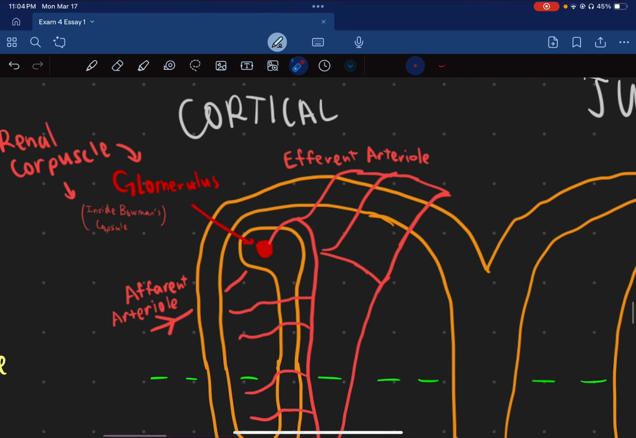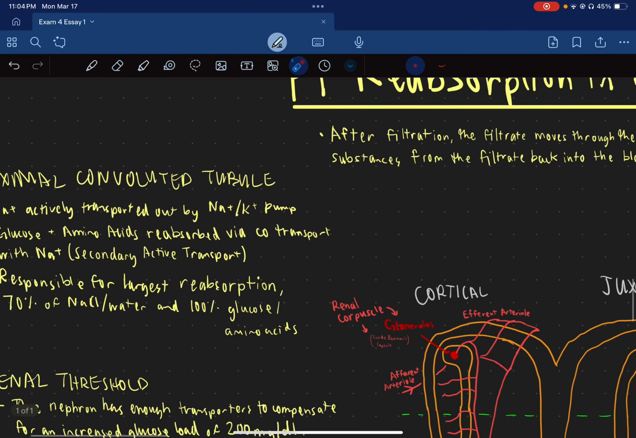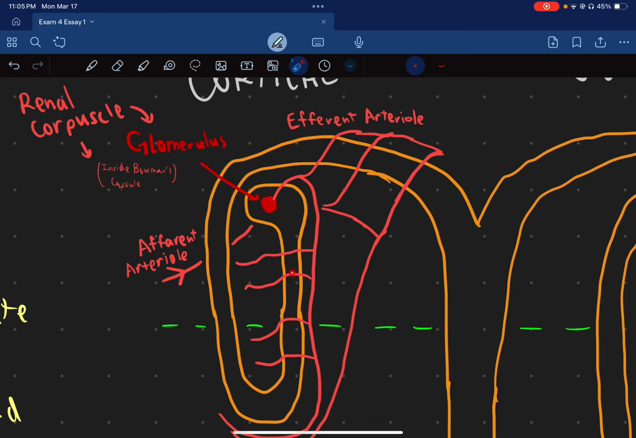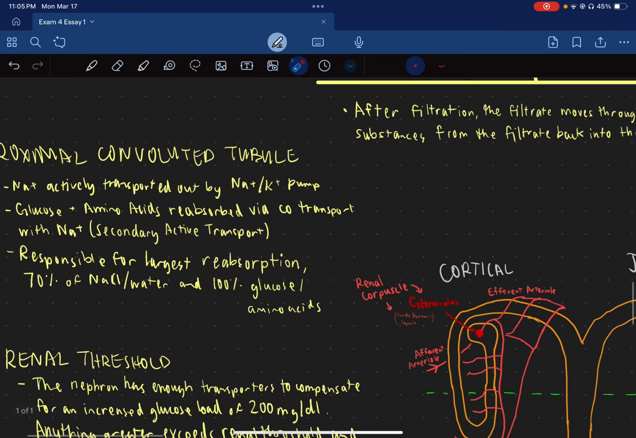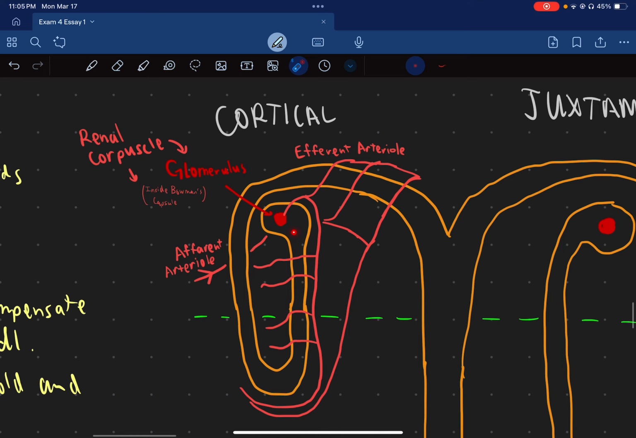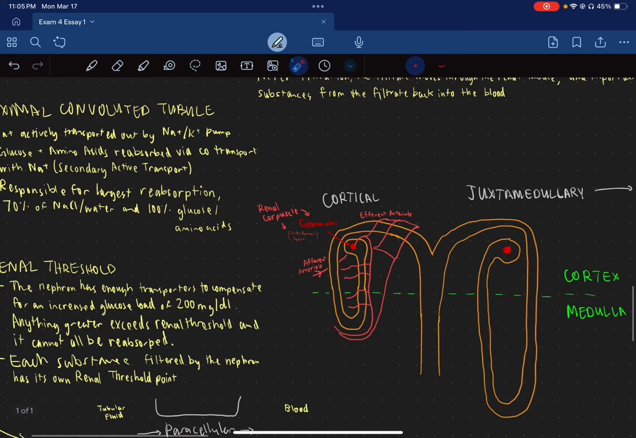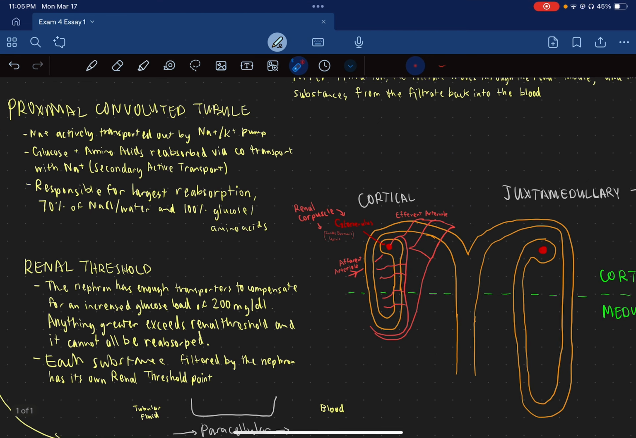So after filtration, some substances are going to exit the glomerulus, which we're going to talk about in a second, and they'll enter the tubule. And as they're traveling down this tubule, they're going to be reabsorbed into the blood because not everything that's filtered is stuff that we want to excrete as urine. This first part here is called the proximal convoluted tubule. And here, the biggest factor is going to be sodium, which is actively transported out by the sodium-potassium pump.